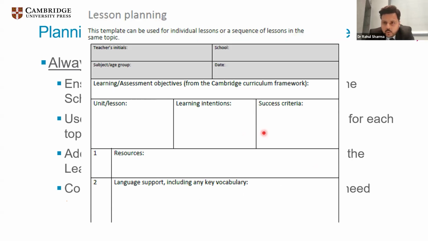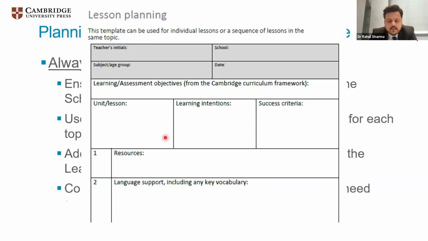As you can see, unit plan we have discussed, learning intention, success criteria we have discussed, and with that, in the Cambridge Go website also, you get a lesson planning template. So there's no need to make your own template. Just go to the Cambridge Go website. It's a downloadable and editable template for lesson plan, which has all the details as such.